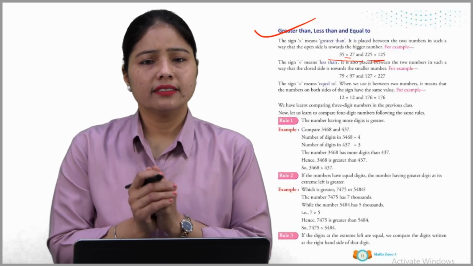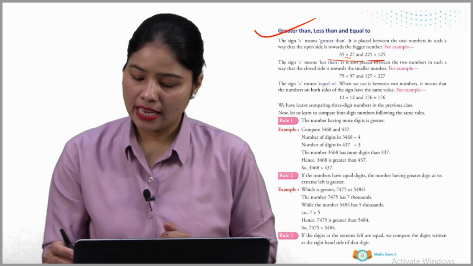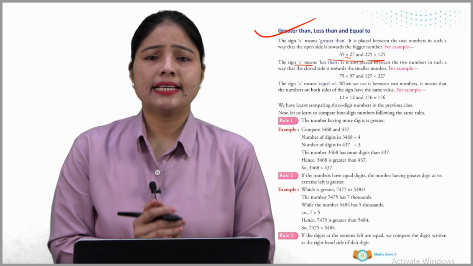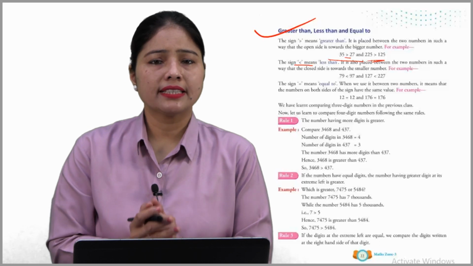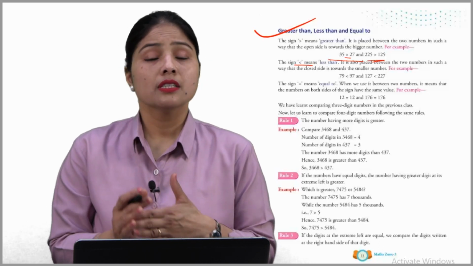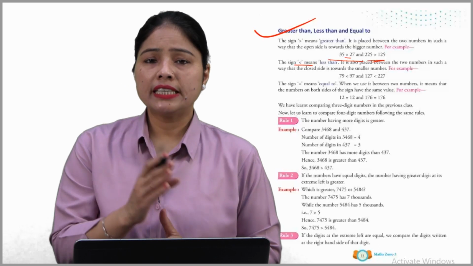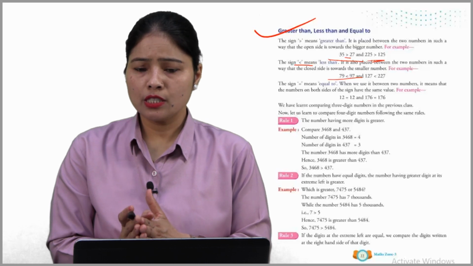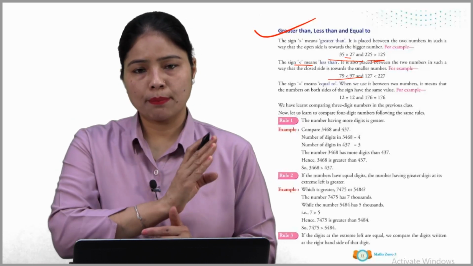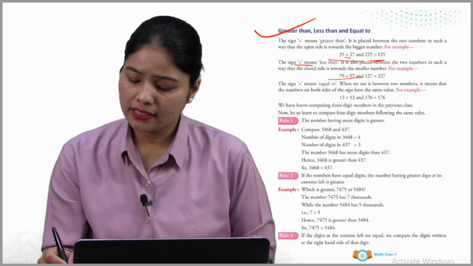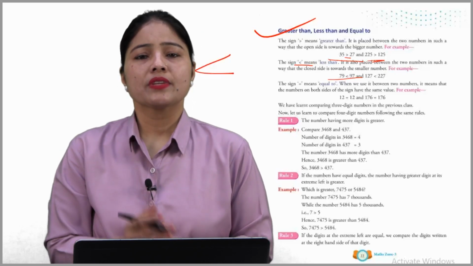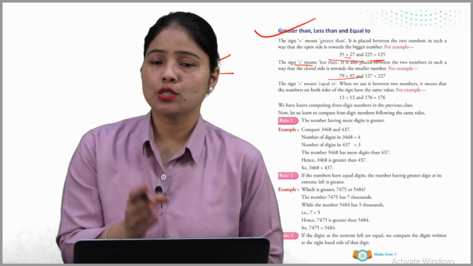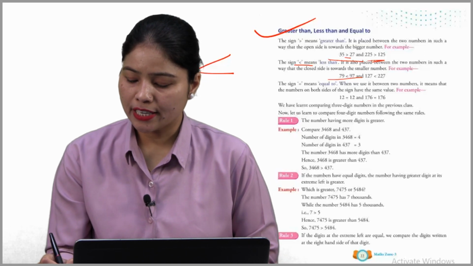So the sign less than means less than, this is the less than sign, children. Okay, it's also placed between two numbers in such a way that the closed side is towards the smaller number. For example, 79 and 97. We know 97 is bigger, so this is the bigger sign, and the opposite sign of that one is like this. So this is the smaller sign. Okay, and 127 with 227. So 127 is the smaller number, so like this is the sign for that one.